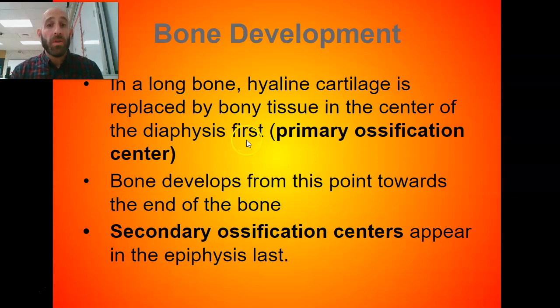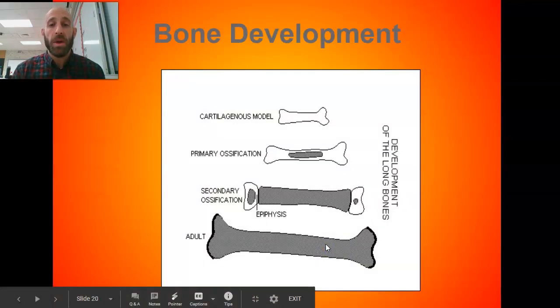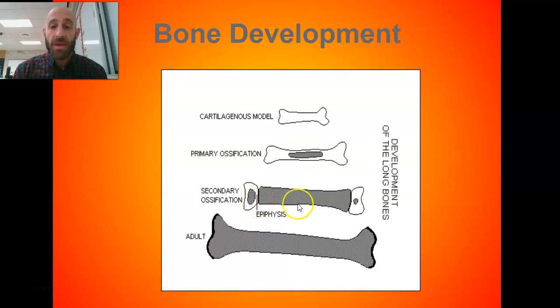In a long bone, that cartilage gets replaced by bony tissue. It starts in the diaphysis, so it's the diaphysis first. That is called the primary ossification center. After a little while of development, you get a secondary ossification that happens in the epiphysis. And you end up with a scenario where you get a thin band of cartilage that gets left behind.